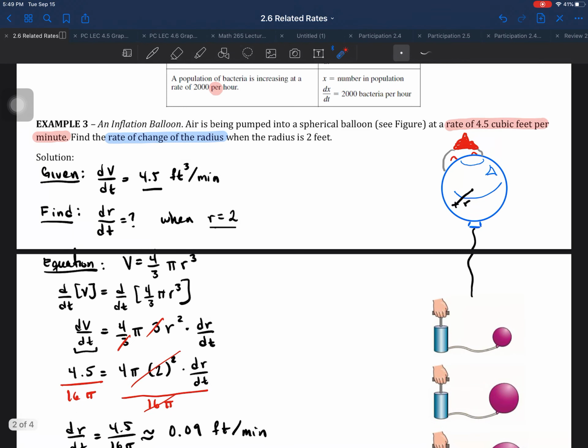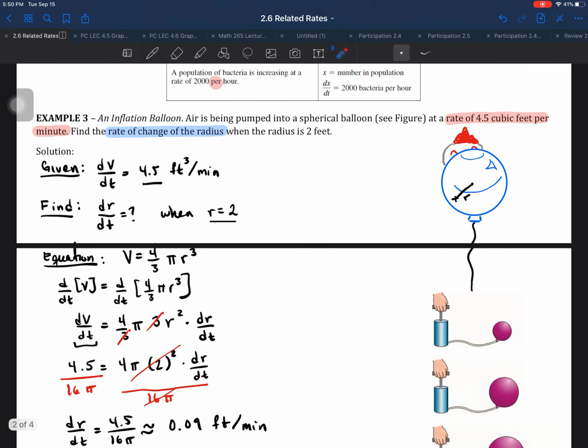Here is another problem. Inflating a balloon. Air is being pumped into a spherical balloon at a rate, hint, right? We already have a derivative here, of 4.5 cubic feet per minute. Find the rate of change of the radius when the radius is 2 feet. So here I made a picture, right? Now, is a balloon 2-dimensional or 3-dimensional? I think you guys agree that it's 3-dimensional. For the simplicity of the problem, it's assumed that the balloon is spherical, right? We know it's not true, but we're going to assume that this is spherical. So there are some basic assumptions that we make when we're doing these types of problems.